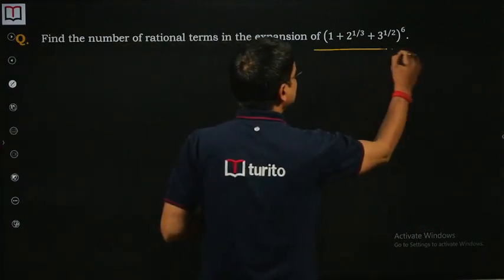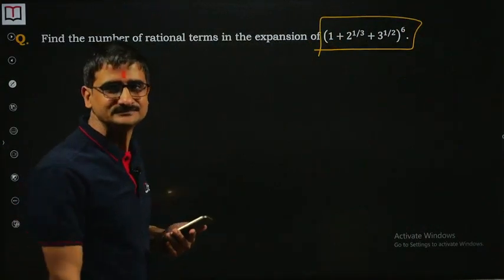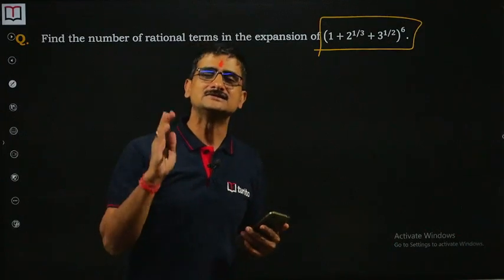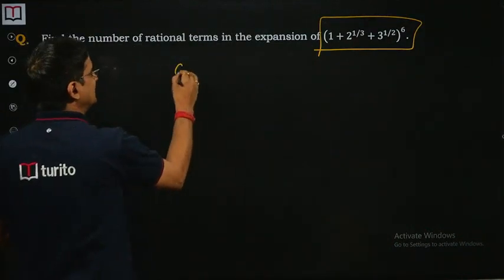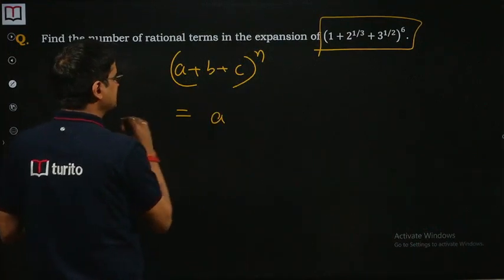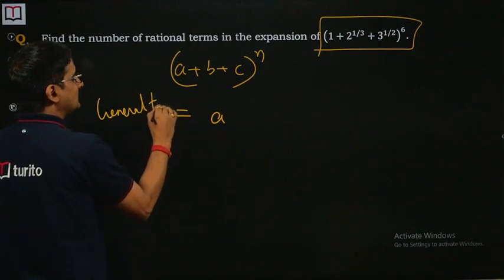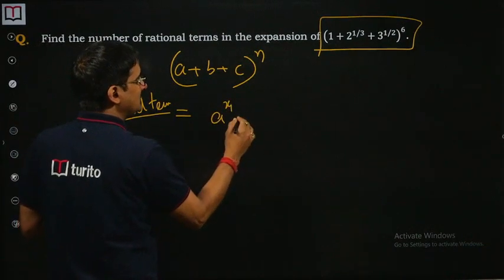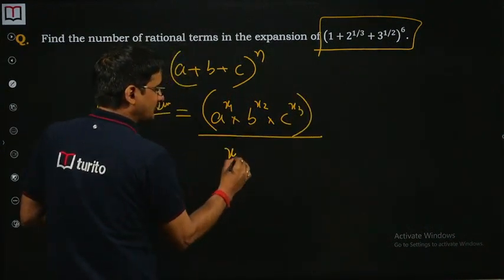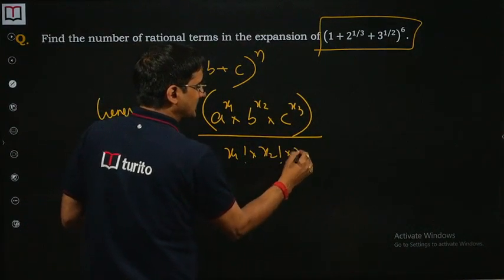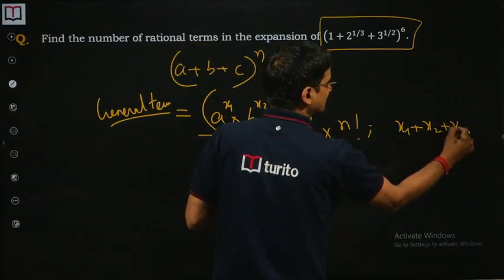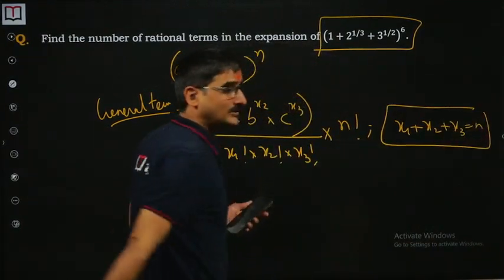Now see, that's a question of multinomial. Whenever any student came to me and asked, I said only one thing is important in multinomial: its general term, and we'll be using that only. So those who don't remember it, now you should not forget it. Its general term is a raised to the power x1 into b raised to the power x2 into c raised to the power x3 upon x1 factorial into x2 factorial into x3 factorial into n factorial. That's really an important relation. We can't afford to miss it, because that will give us a restriction here.